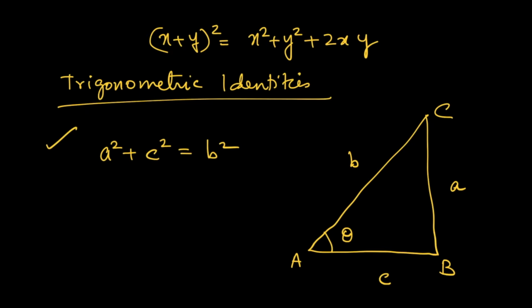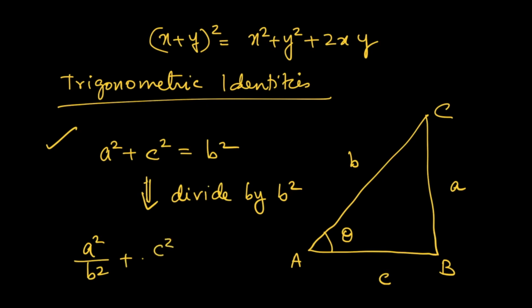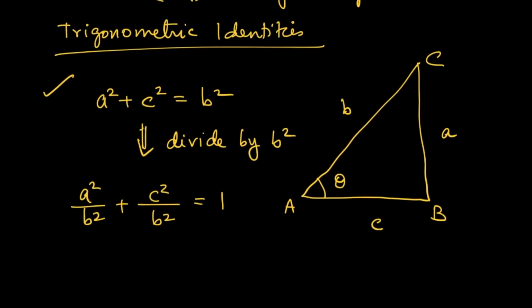Now what I'm going to do is divide the entire expression by b squared, and let's see what happens. So we have a squared by b squared plus c squared by b squared is equal to 1. And from this, you can see that as far as theta is concerned, a by b is nothing but the ratio of the opposite side by hypotenuse. So this is a by b whole square, which is sine squared theta.